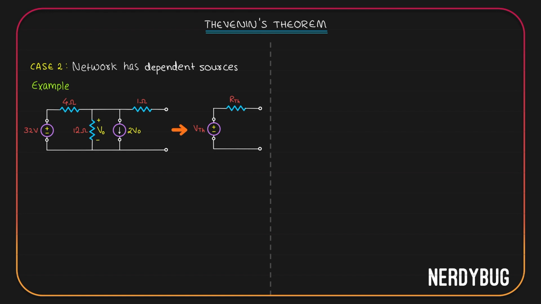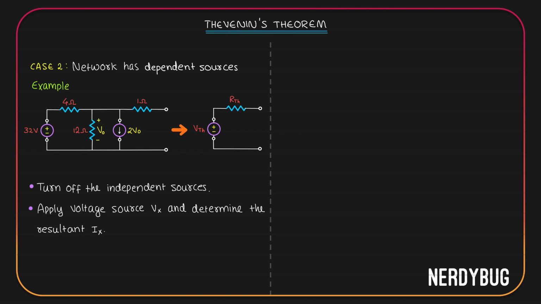To find the Thevenin resistance, these are the rules. First of all, turn off all the independent sources. If it is a voltage source, short it. If it is a current source, open it. Second rule is apply a voltage source Vx and determine the resultant Ix. Then Vx divided by Ix will be your Thevenin resistance. Let us see how this can be done.